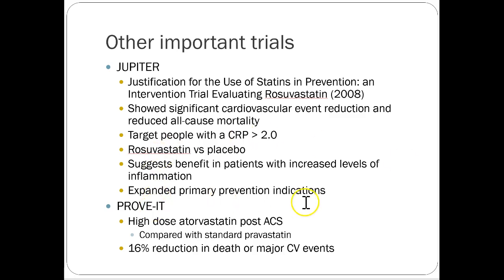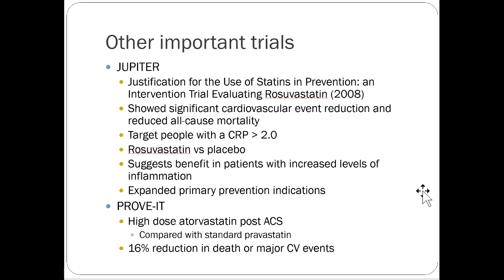The PROVE IT trial was another interesting one. High-dose atorvastatin post-ACS compared with standard pravastatin showed a 16% reduction in death or major CV events. This was one of the trials that put high-dose statin therapy on the map as a primary goal for people post-ACS. So previous to this trial, we were just treating people with statins in general post-ACS. It's not like this changed that. What it did change was that we start a dose high and we target a max dose.